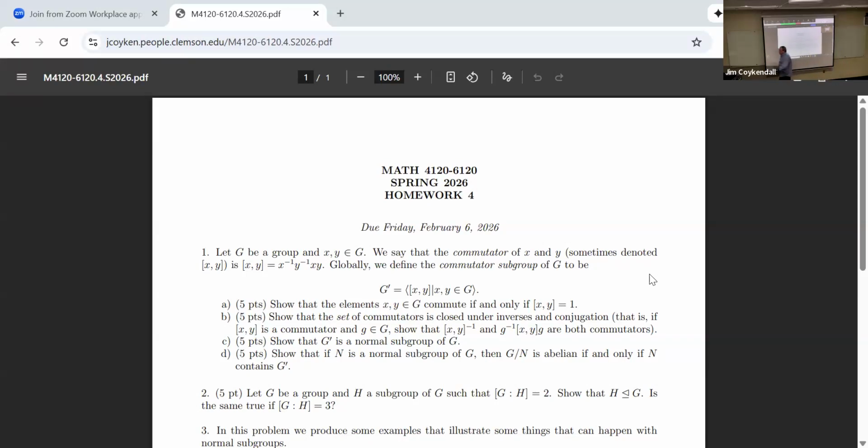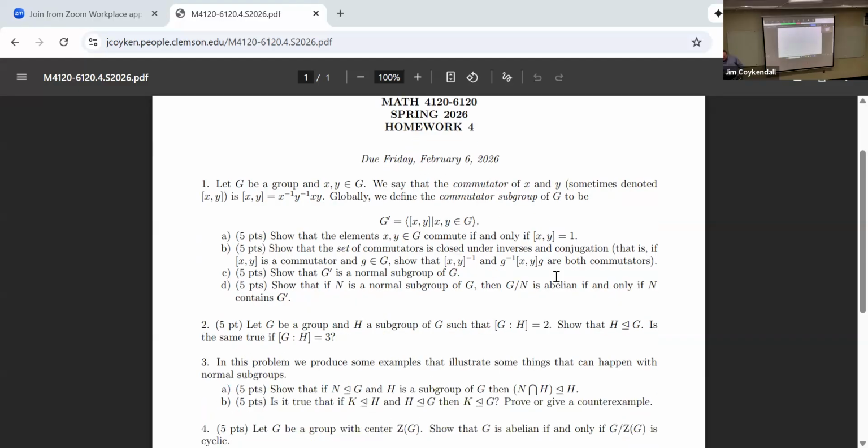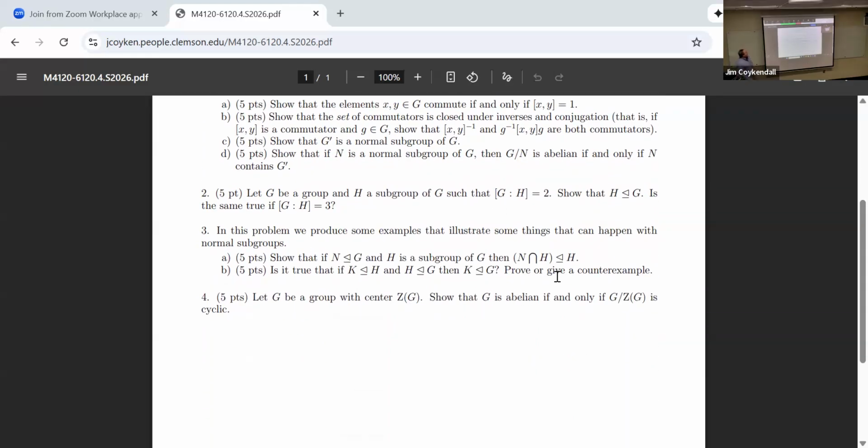Number two, suppose that G is a group and H is a subgroup such that the index of G and H is 2. Basically what that means is that H is half of what G is. So if you have G as a set of N things, then the subgroup H occupies exactly half of that. I want to be more precise about that in a moment. Show that H is normal in G. So if you have a subgroup that's half the group, it has to be a normal subgroup.